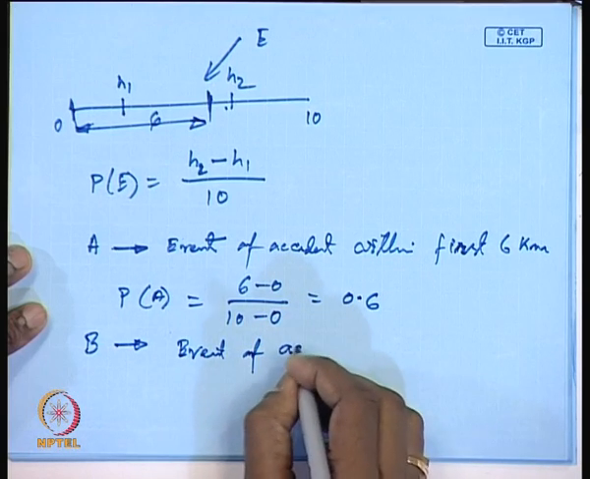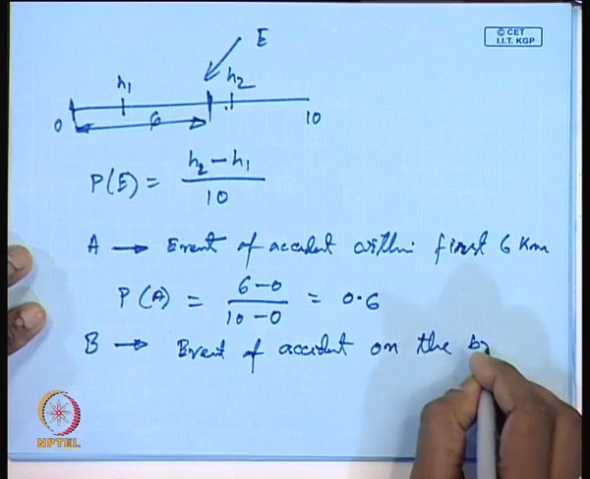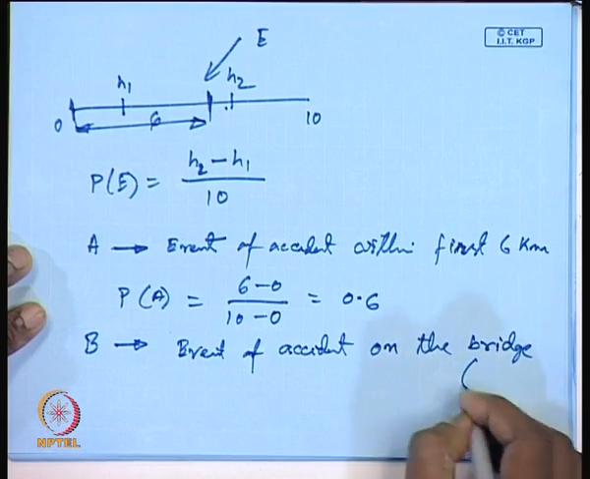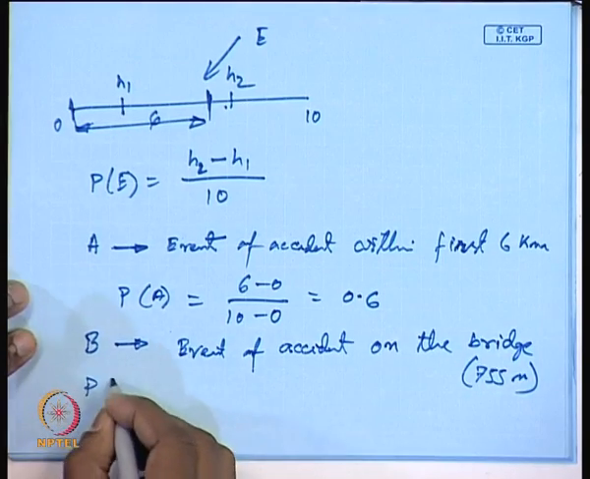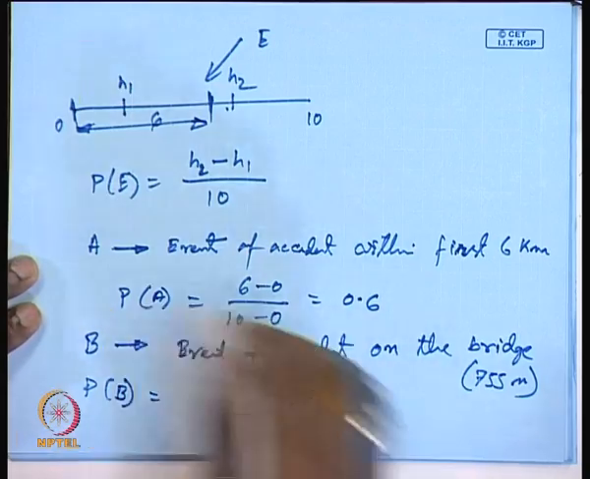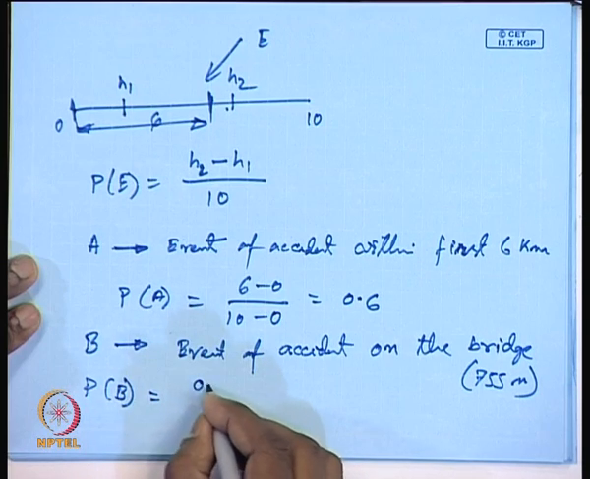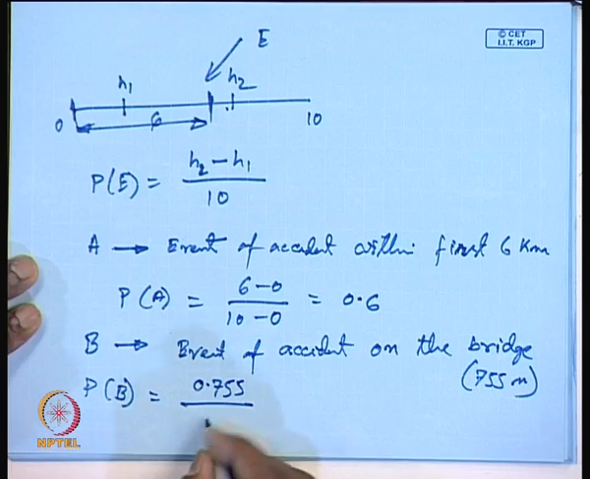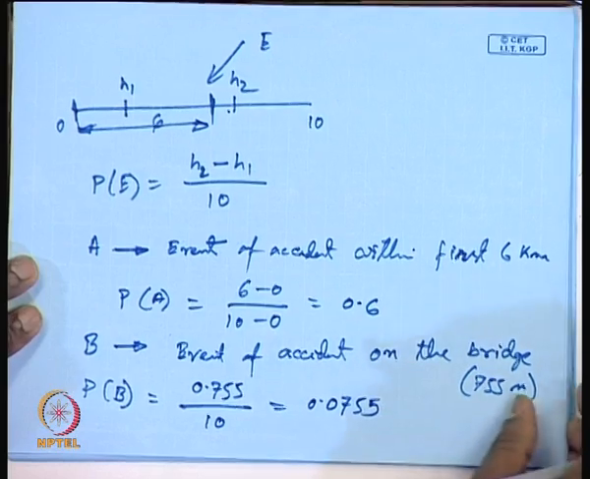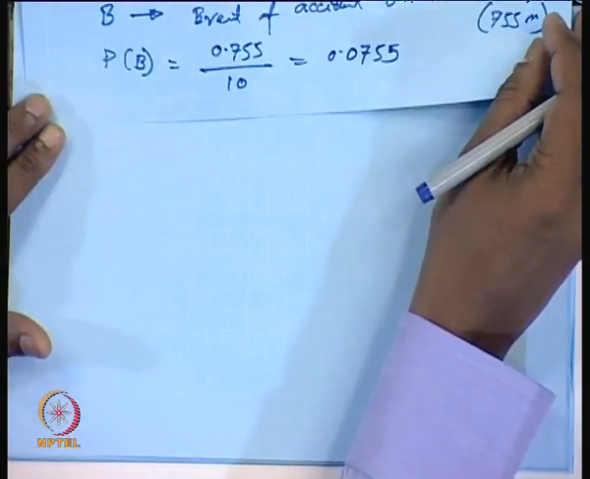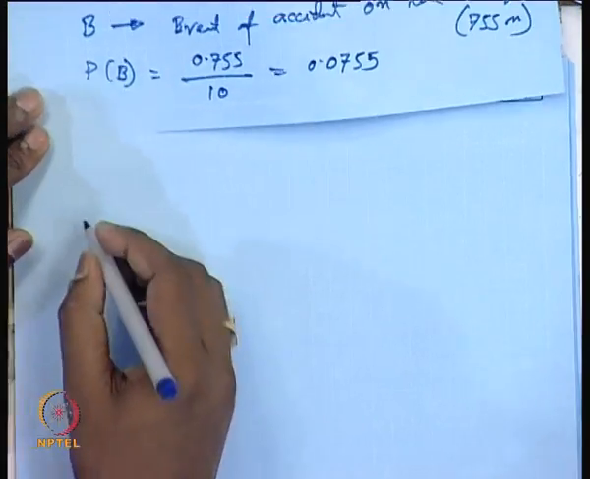Now if I denote another event, the event of accident on the bridge, here the bridge is 755 meters in length. So the probability of B will be, it is equally likely all over the stretch, so this is also equally likely. This is 0.755, I am just converting it into kilometer, which is 0.0755.